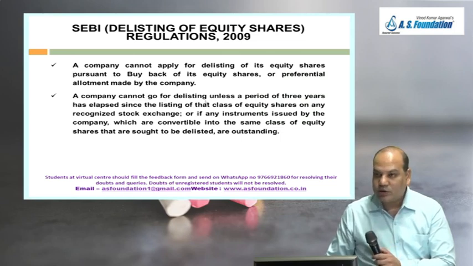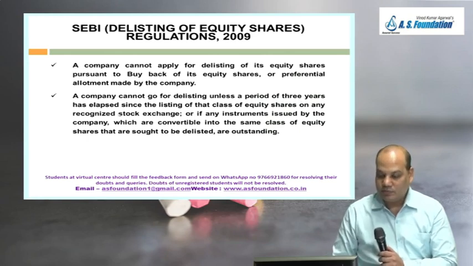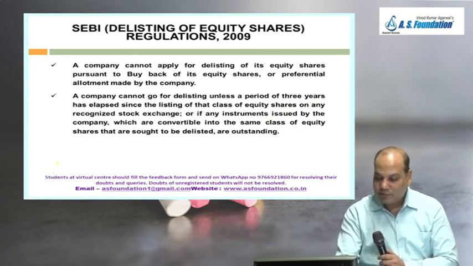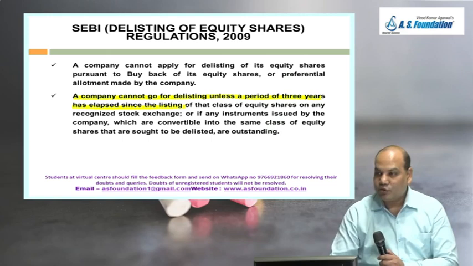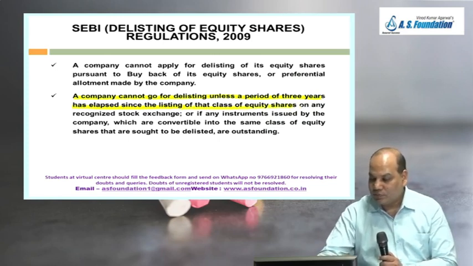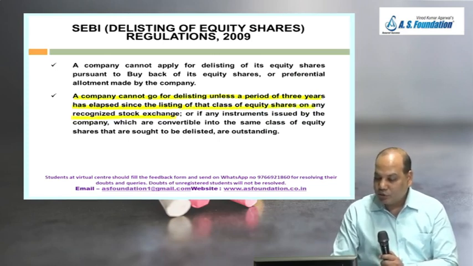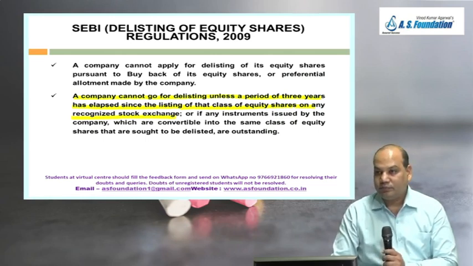Company cannot go for delisting unless a period of 3 years has elapsed. Now again, this is a good paragraph. If you have got yourself listed, then for how many years can't you apply for delisting? For 3 years. At least a 3 year wait. A company cannot go for delisting unless a period of 3 years has elapsed since the listing of that class of equity share on any recognized stock exchange, or if any instrument issued by the company which is convertible into the same class of equity share that is sought to be delisted is outstanding.